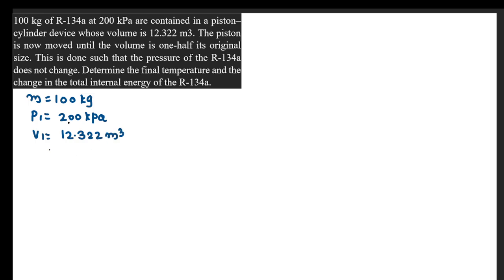The piston is moved now. The volume becomes one half of its original size, so V2 will become one half of V1. This is done such that the pressure of the R-134a does not change, so P1 is equal to P2. We need to find out the final temperature and the change in total energy, delta U.